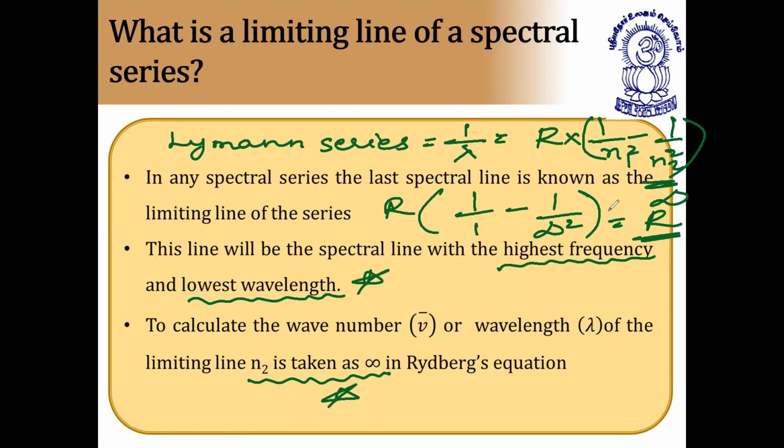So what is the limiting line? In any spectral series, the last spectral line is known as the limiting line of the series. This line will be the spectral line with highest frequency and lowest wavelength. To calculate the wave number or wavelength of the limiting line, n2 is taken as infinity in the Rydberg equation. So already for Lyman series, n1 is equal to 1. For Balmer series, n1 is equal to 2, and so on.